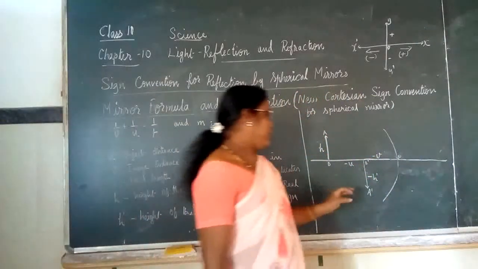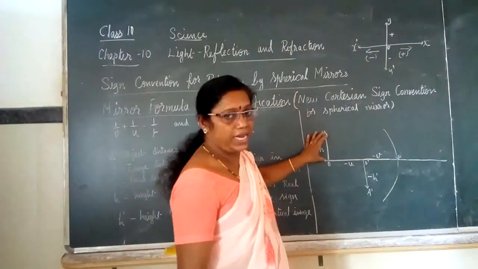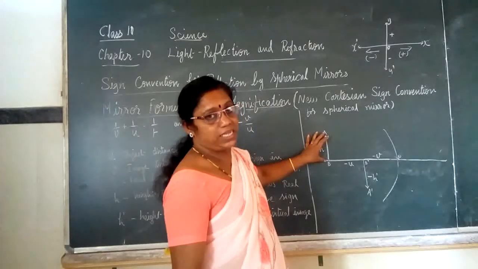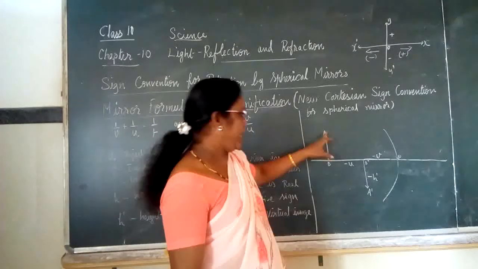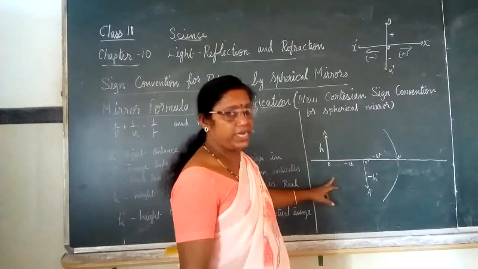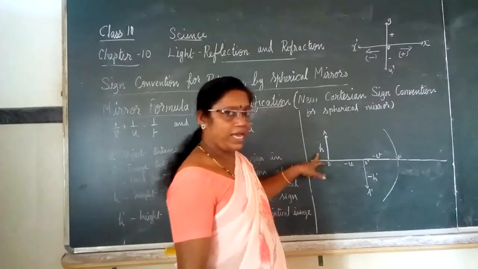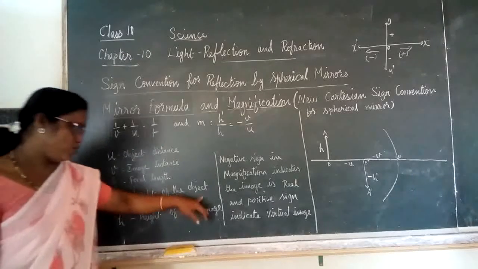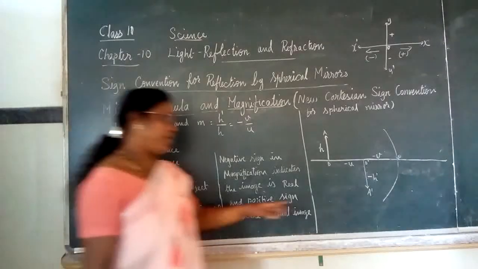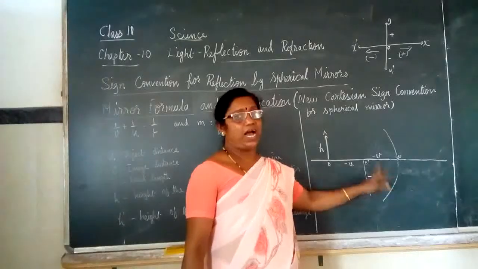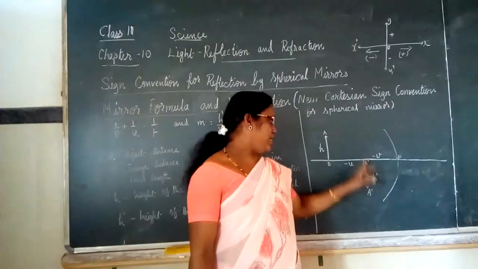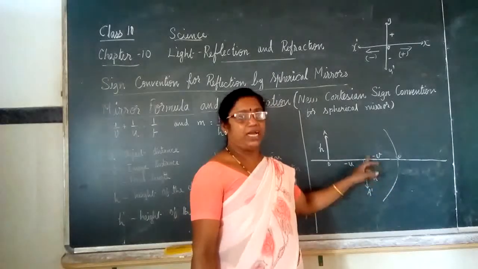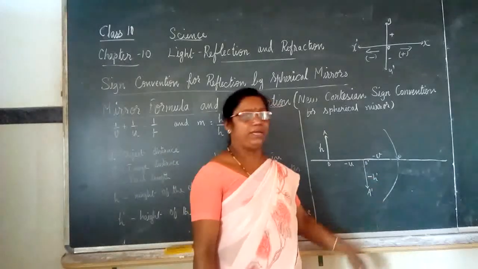And here this height is taken as object height. AB is the height of the object and it is represented by H. H is what? Height of the object. And what about H dash? It is the height of the image. A dash, B dash. That is the height of the image.